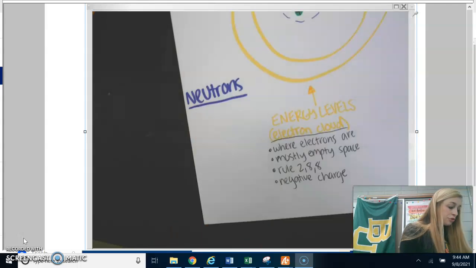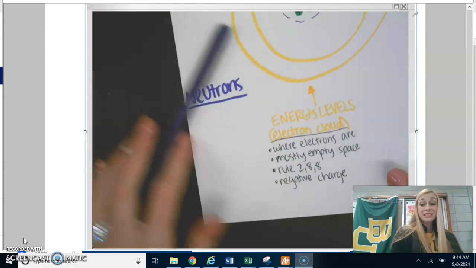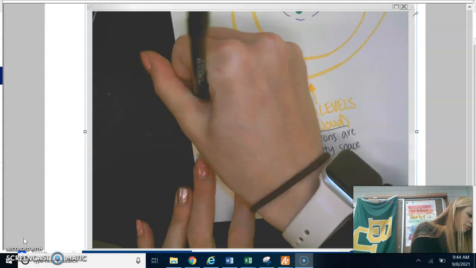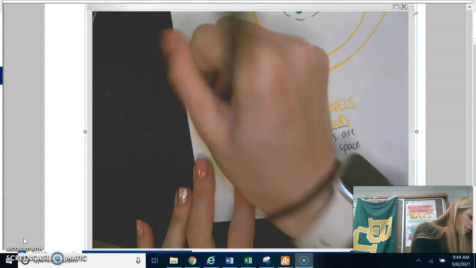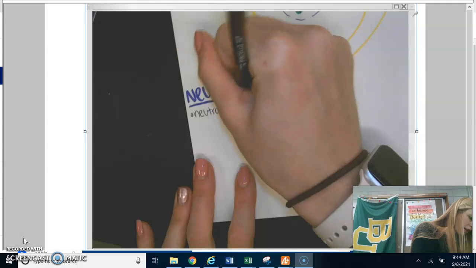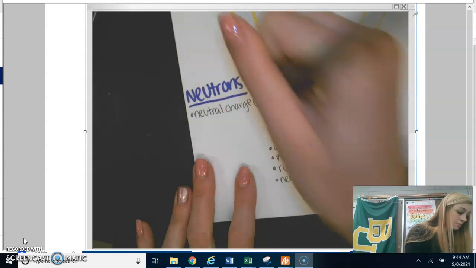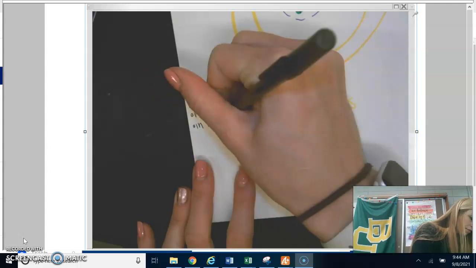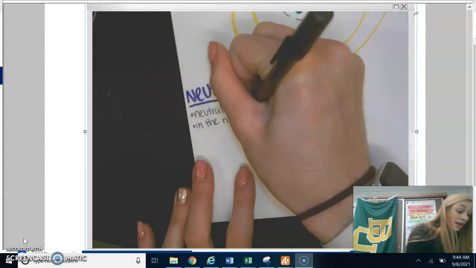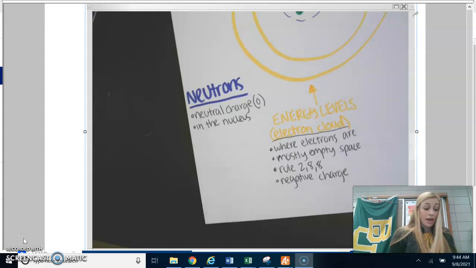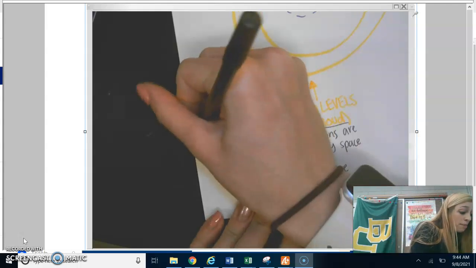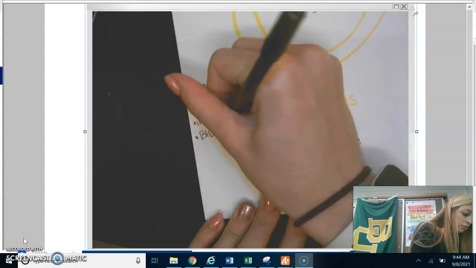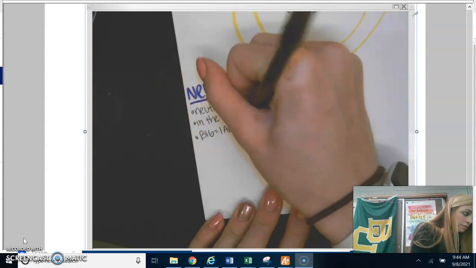Nerdy Nelda neutron. Remember, she was very neutral. She didn't have any emotion. So a neutral charge, which is like no charge at all, in the nucleus. And remember, she had a big mass. She was a big girl. So we're going to say that her mass was also 1 AMU.